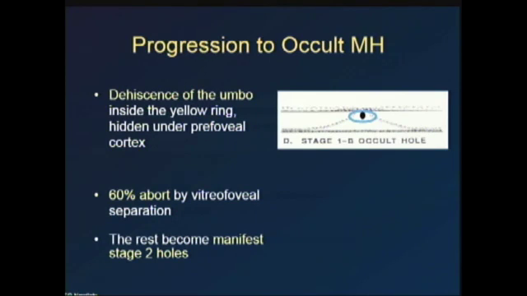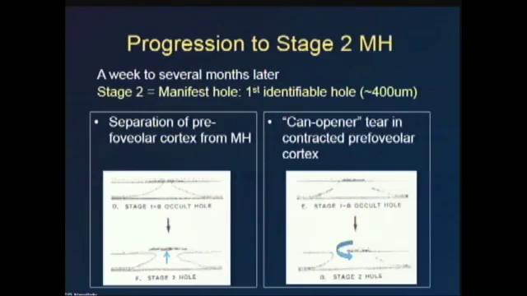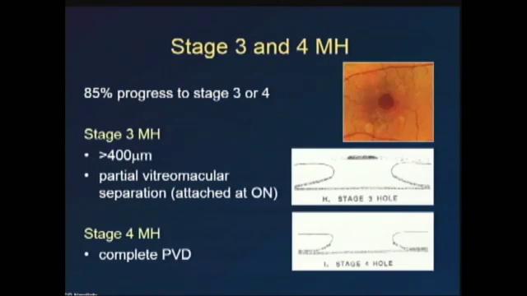But if the traction continues, you may end up with a manifest hole, a stage 2 hole, which is now a full thickness hole that is visible, but it's kind of a tiny hole. So this hole can happen either because the precortical vitreous lifts, but you still have traction, and therefore the hole becomes bigger, or the premacular vitreous cortex gets a rent in it, okay, and then the traction continues, and it also pulls the fovea with it in a kind of a can opener technique. This is another mechanism of getting a full thickness macular hole.